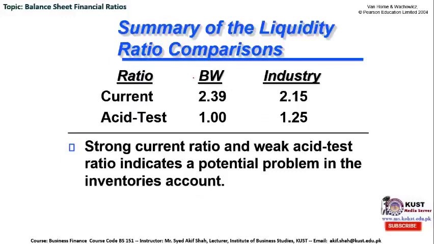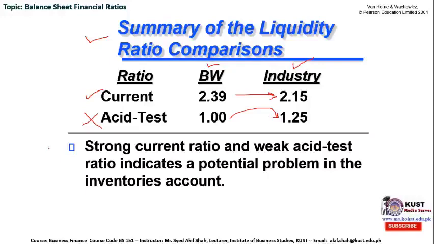Let's summarize the two most important liquidity ratios. We have taken Basket Wonder as our sample company and then selected the industry averages as well. The current ratio of Basket Wonder was performing better than the industry. However, the asset test ratio has performed poorly in comparison to the industry benchmark. It means that Basket Wonder is having some potential problem in the inventory section which they must improve.